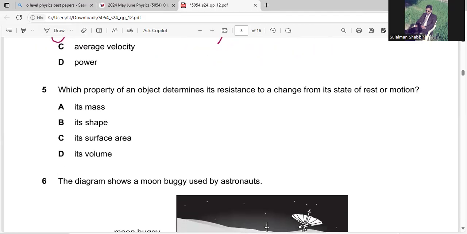For question number 5, which property of an object determines its resistance to change from its state of rest or motion? That is called inertia, basically, which depends upon the mass of the body. Its shape is not what determines whether the body comes to rest or not. Its surface area and its volume are totally irrelevant answers.